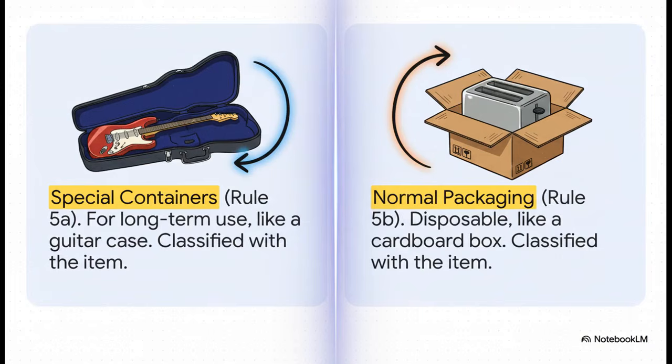Rule 5 is pretty straightforward. It's all about packaging. And the basic idea is the packaging is classified right along with the product inside it. It doesn't matter if it's a fancy, specially shaped guitar case meant for long-term use or just the disposable cardboard box your toy came in. They're both classified with the item. Now, there are exceptions, like if the container itself is meant for repeated use, think a steel gas tank or something. But for the most part, packaging and product are one and the same.